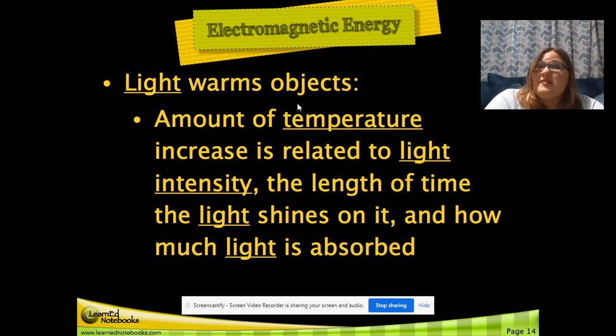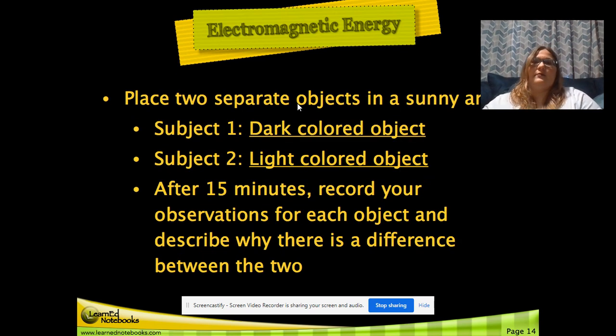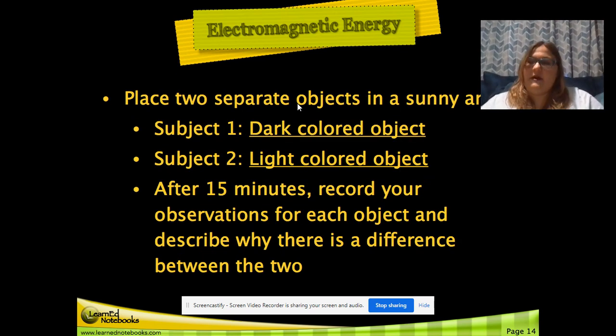Remember, different colors absorb different amounts of light. Black absorbs all the light, so it's the color that you would feel the hottest in. So we're not going to do this, but I want to discuss this. Place 2 separate objects in a sunny area, a dark colored object and a light colored object. After 15 minutes, I want you to record your observation for each object and describe why there is a difference between the two. This is something you can do at home.